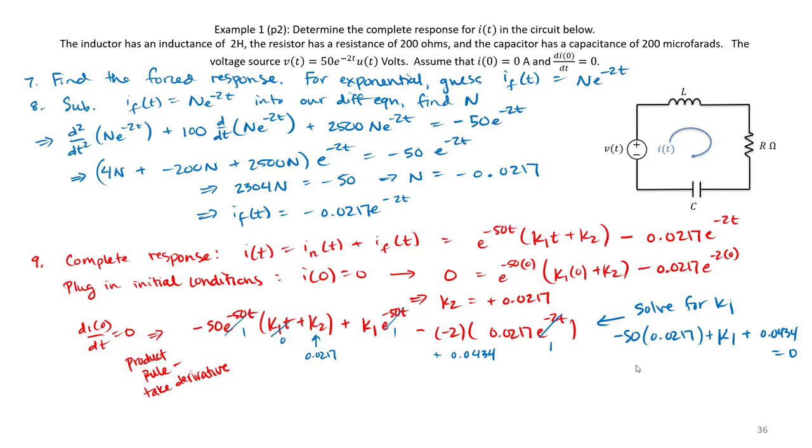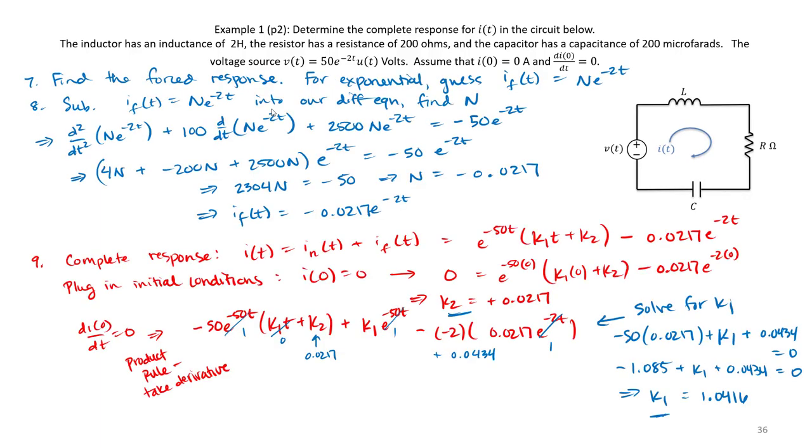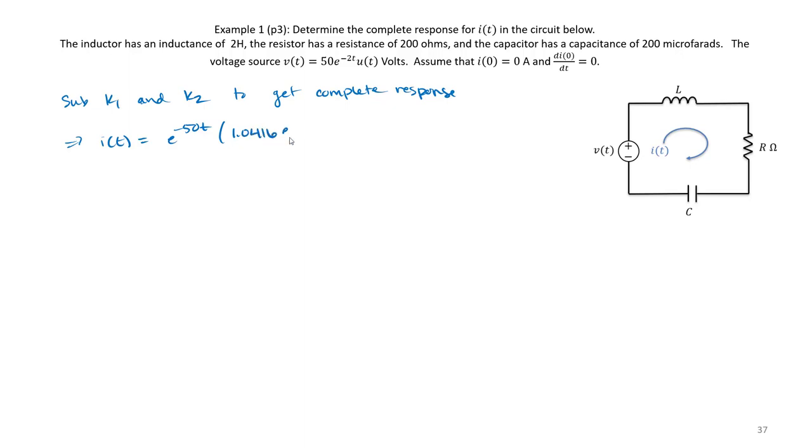So here we determine negative 1.085 plus k1 plus 0.0434 equals 0. k1 must equal 1.0416. So we plug in k1 is 1.0416t, and then we have plus k2, which again was 0.0217, and then all that stuff is minus 0.0217 e to the minus 2t.